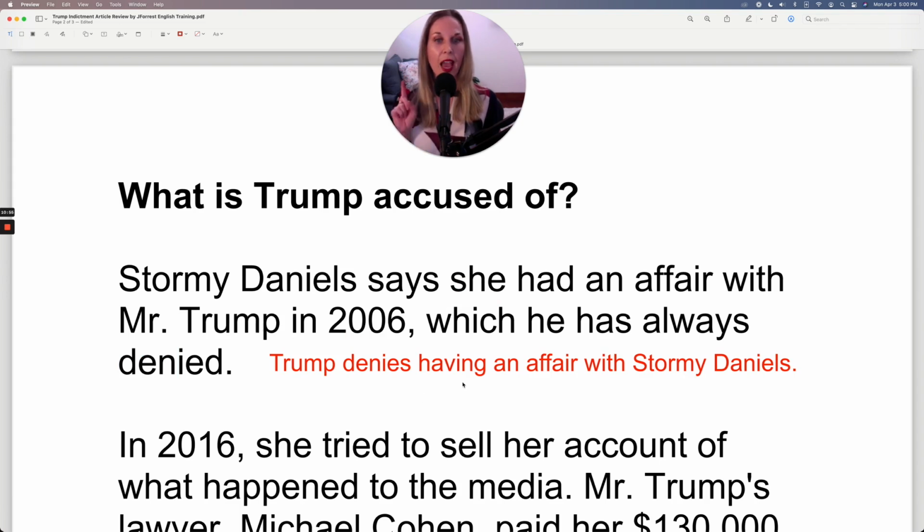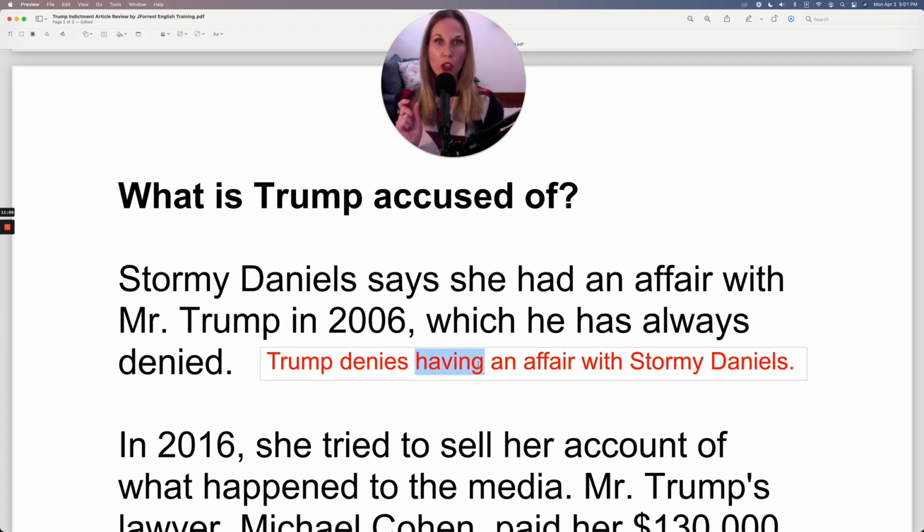Trump denies having an affair with Stormy Daniels. What do you notice about this sentence? Well, you might notice we have our gerund verb, have, and then ing, having. He denies having. Now, I put this in the present simple because he is still denying it now. I could also put it in the past to say when it happened in 2006 or even yesterday, Trump denied it. But I put it in the present simple to suggest that he still denies it. Trump denies having an affair with Stormy Daniels.